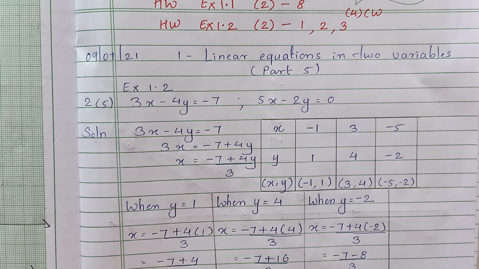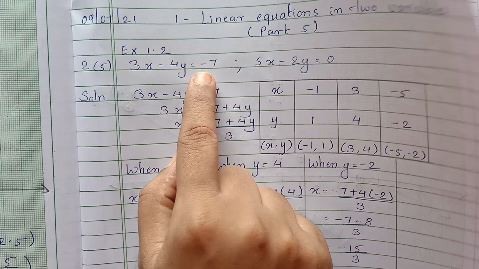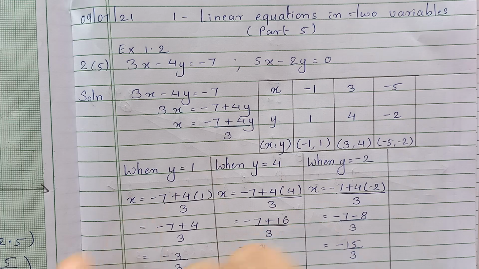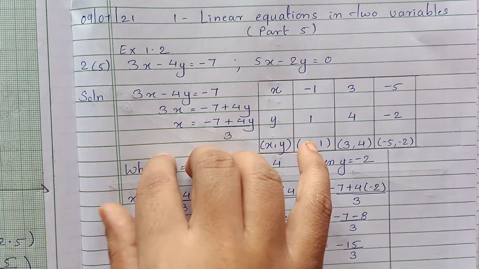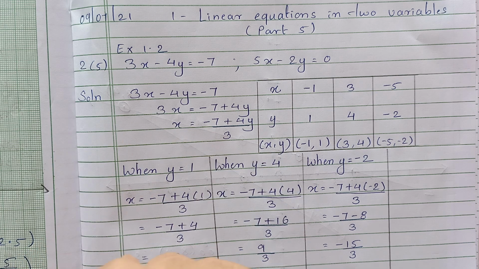Questions number 5 and 6 are linear equations, if you observe: 3x minus 4y equal to minus 7, and 5x minus 2y equal to 0. Now these equations, compared to the previous ones, are a little difficult. Now I'll explain how.